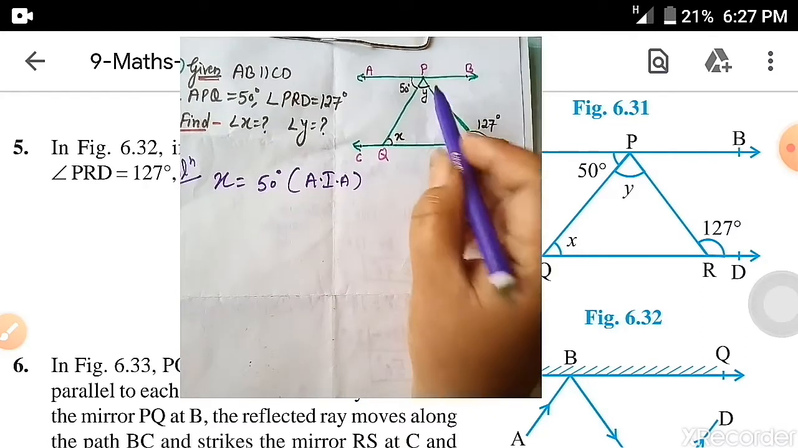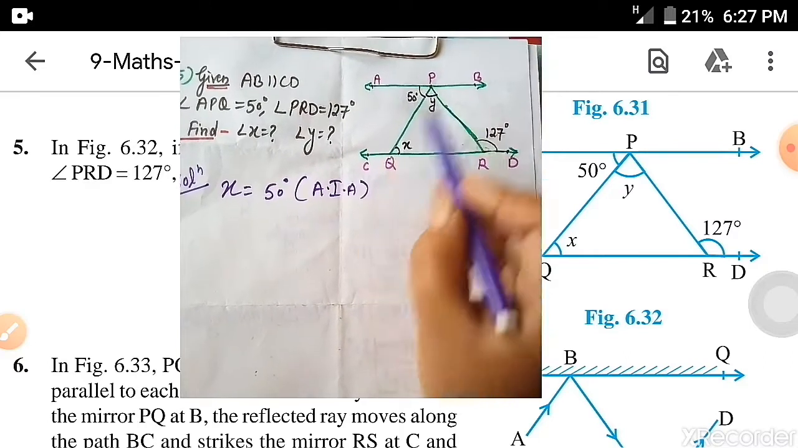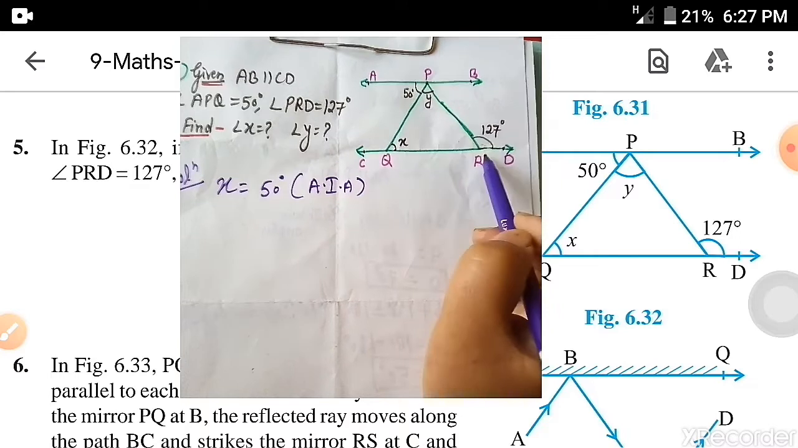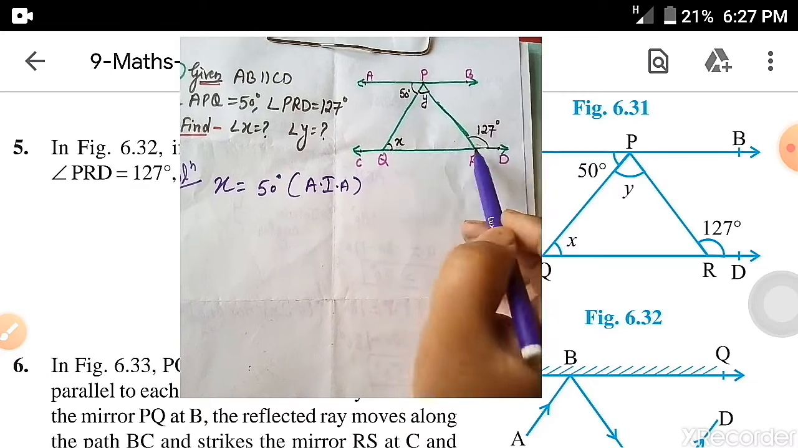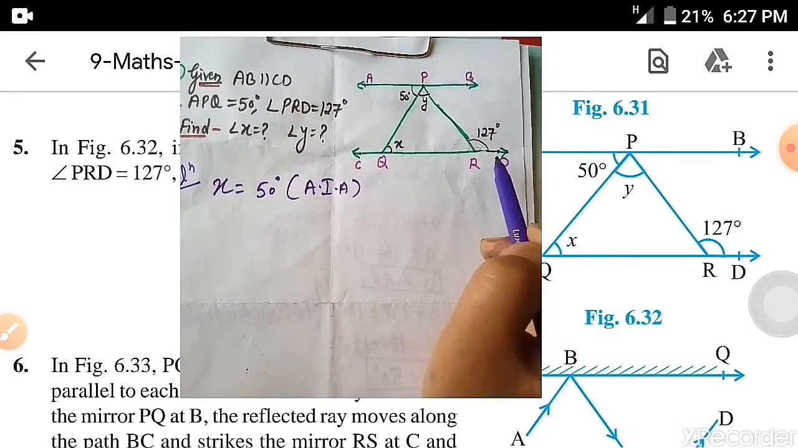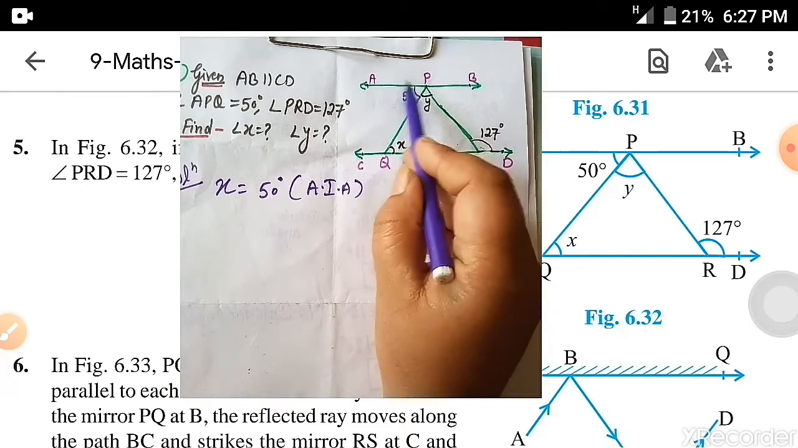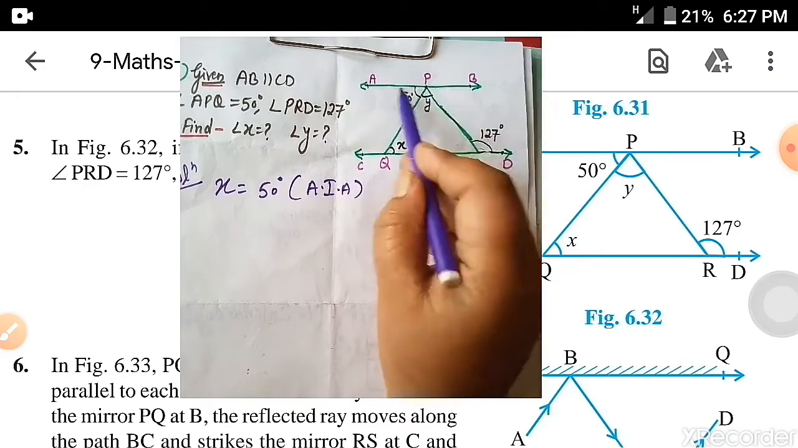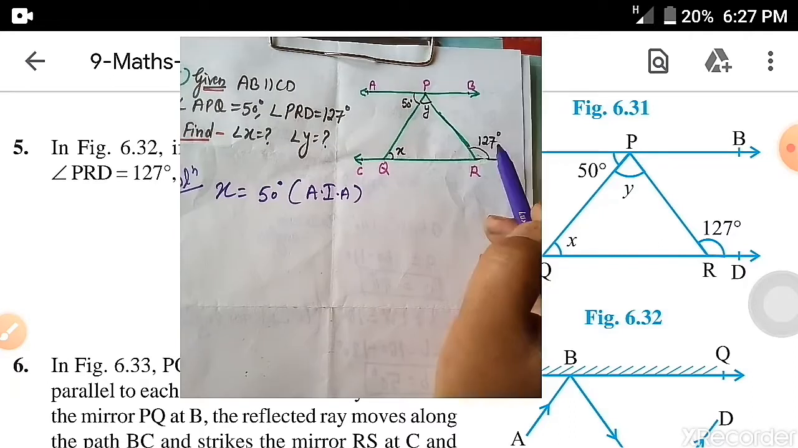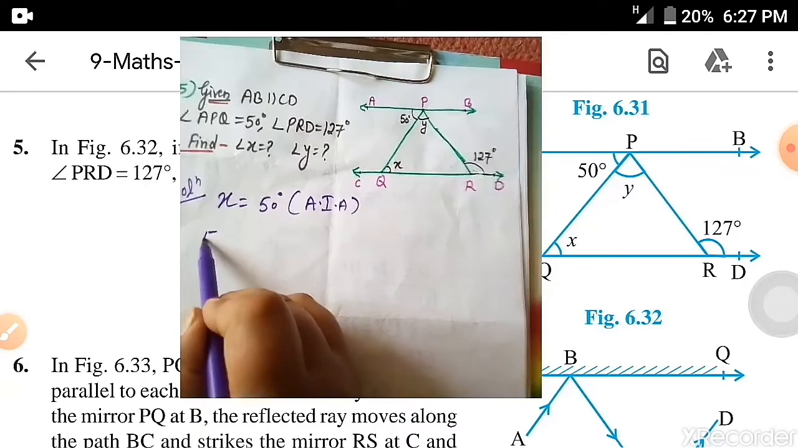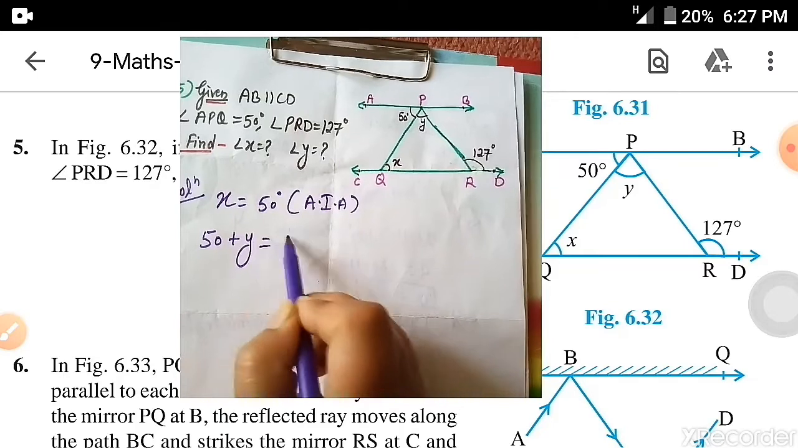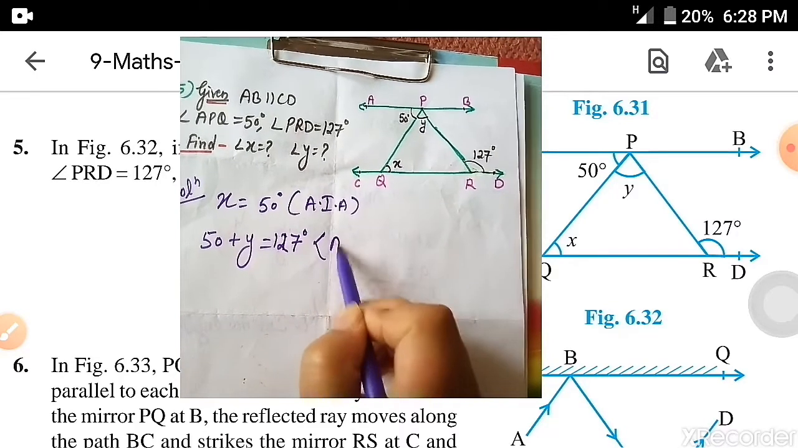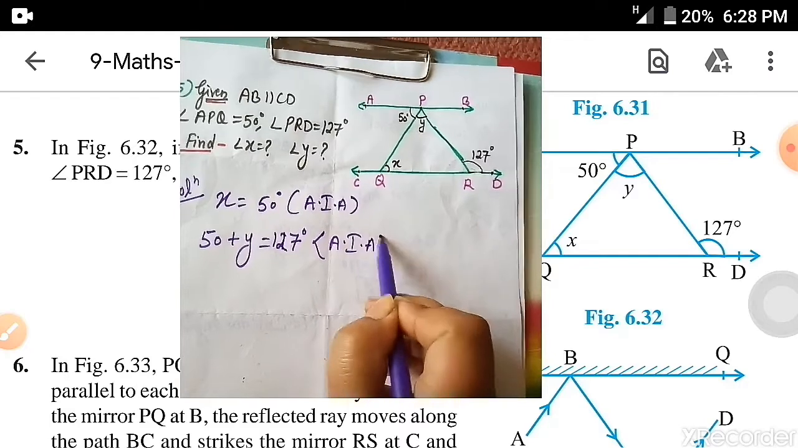Now we have to find the value of Y. These two lines are parallel, and concentrate on angle APR, that means this whole angle, and angle PRD. These two angles are again alternate interior angles, so they will be equal to each other. So we can write 50 degrees plus Y is equal to 127 degrees, because these are again alternate interior angles.